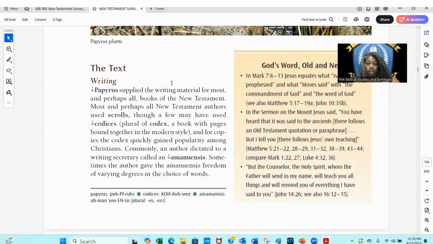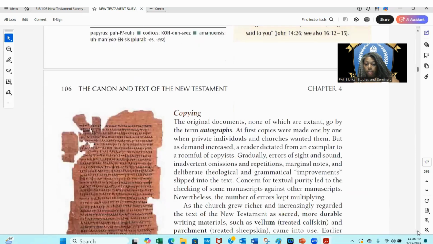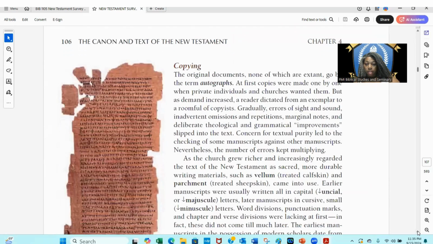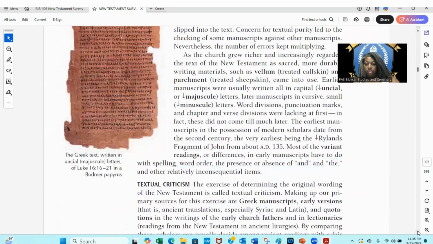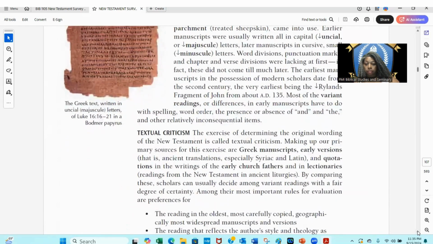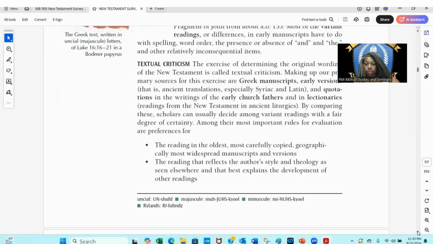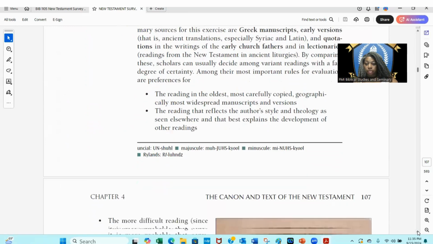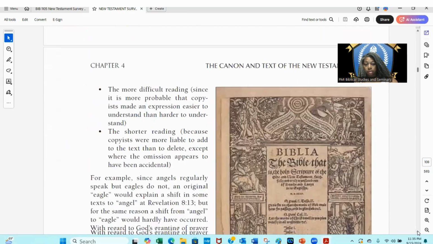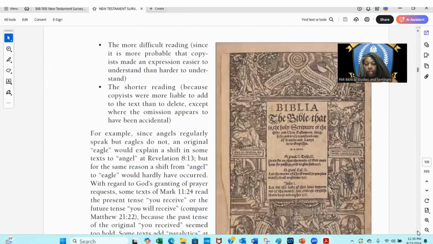We know that if we talk about writing paper, papyrus came from Egypt. When they copied documents, it took them weeks instead of months to copy it. These were copied from Greek to what else? To many other languages.